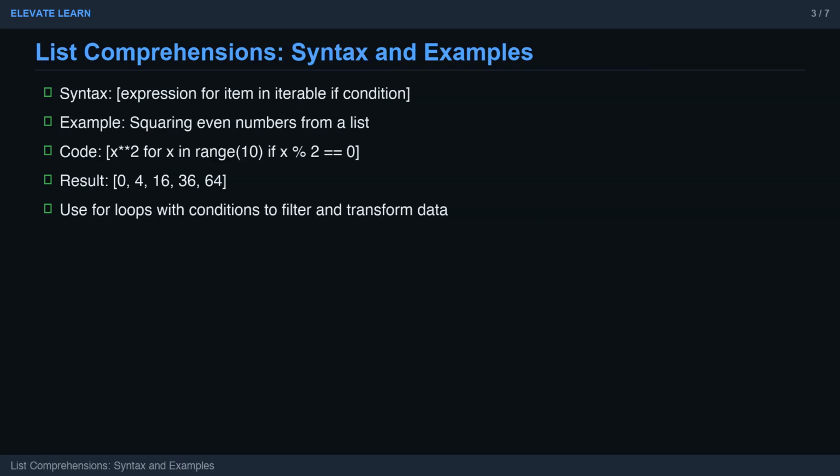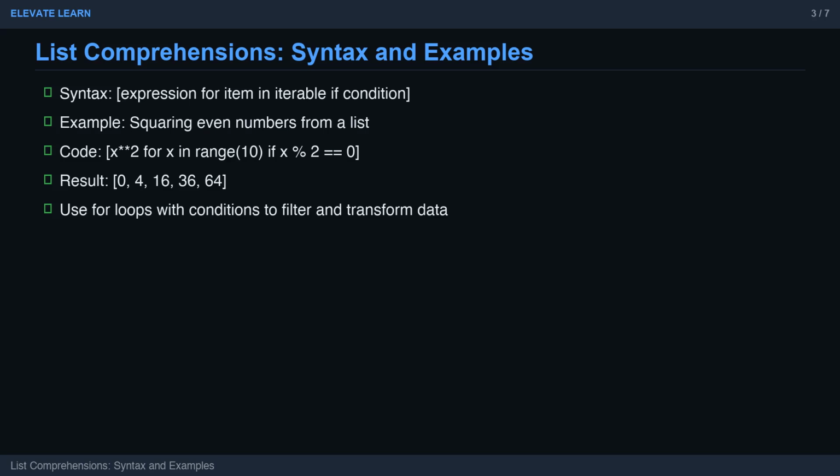Welcome to our exploration of list comprehensions. In this slide, we'll break down the syntax and see it in action. The format is simple: expression for item in iterable if condition. For example, let's square only the even numbers from a range of 0 to 9. Here's how it looks in code: x ** 2 for x in range(10) if x % 2 == 0. When you run this, the output is 0, 4, 16, 36, 64.